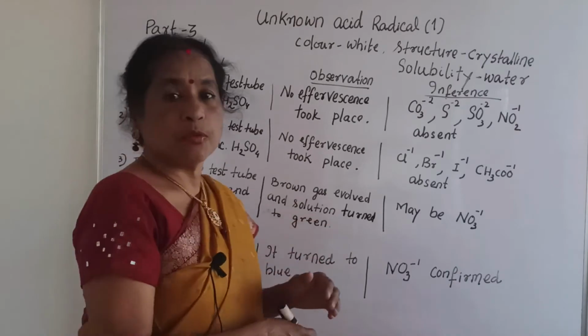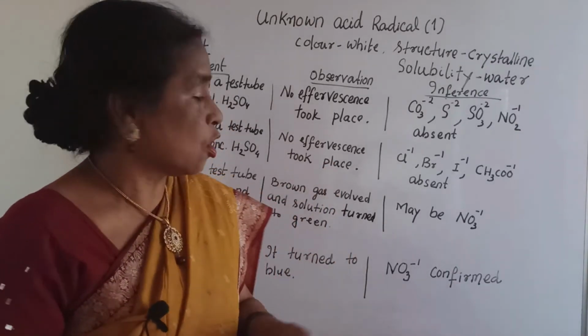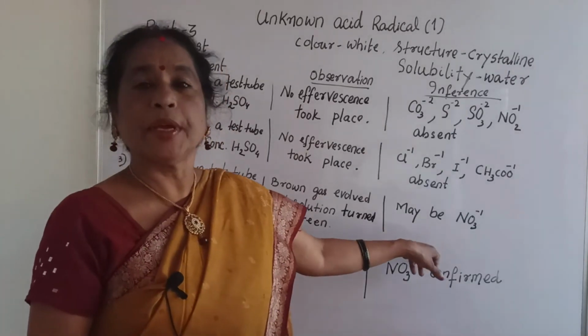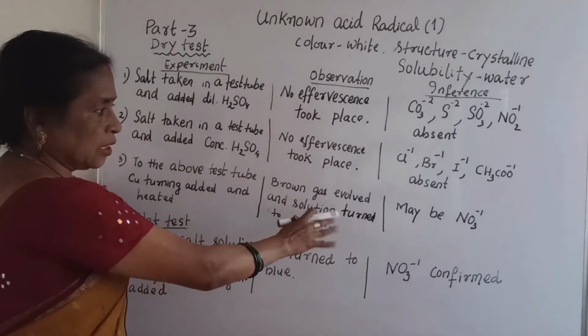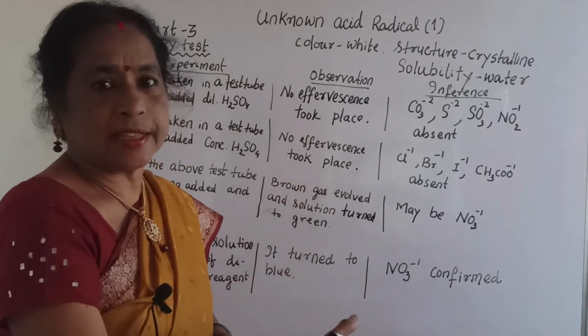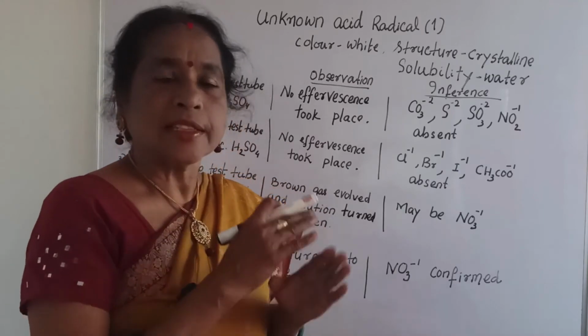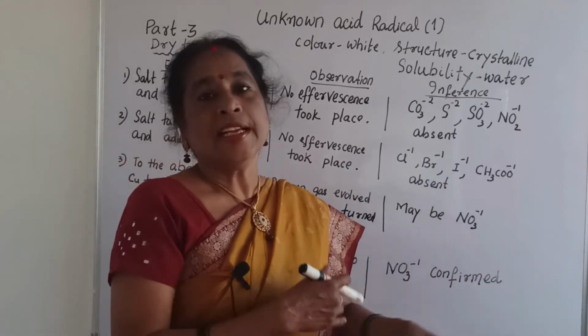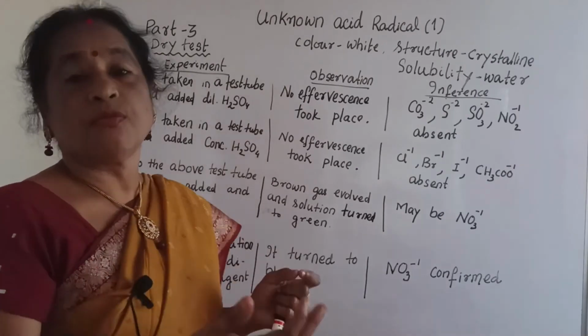Then what happened? What will you observe? Brown gas evolves and the solution turns green, that may be nitrate. Here you are sure that it may be nitrate, then you will prove it by the wet test, the confirm test, that yes, it is nitrate. Then what to do? We will do the wet test, which is known as the confirm test.